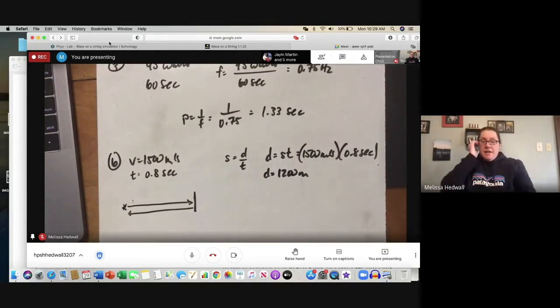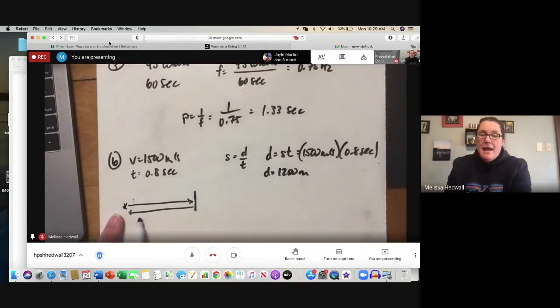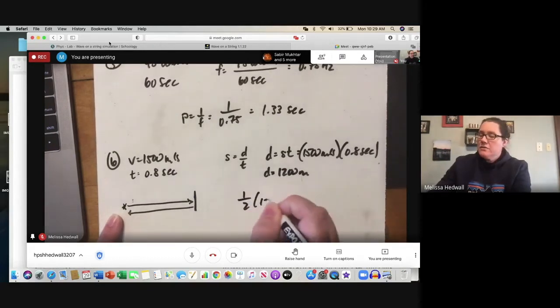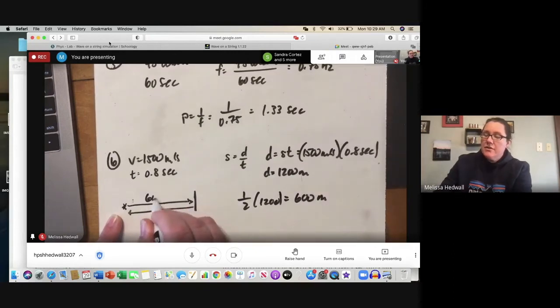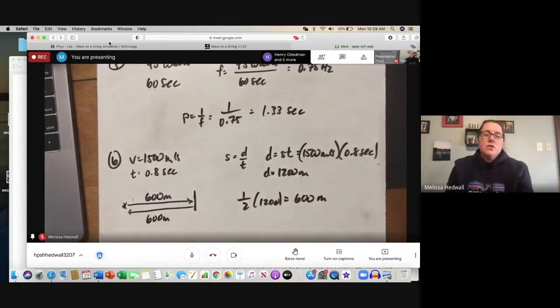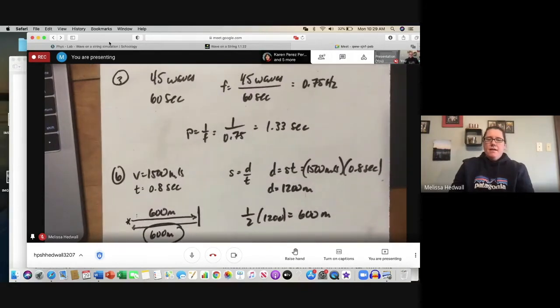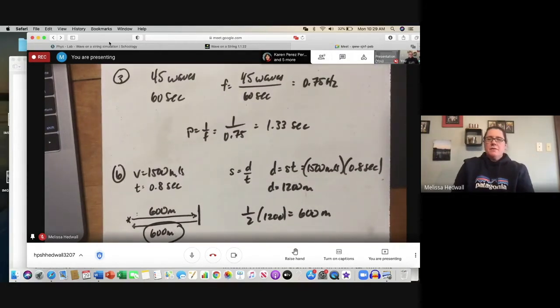The thing that's happening here is it goes out and comes back in those 1,200 meters. So it goes half of the way out and then the other half of the way back, that same amount. So if we take 1/2 of 1,200, we end up with 600 meters. So the sound travels 600 meters to the wall. And then from the wall back, it travels that same 600 meters in the opposite direction. So how far away is the surface? It's 600 meters. And that's where that echo piece comes in. All right, if you want to screenshot 3 and 6, you're welcome to do that.